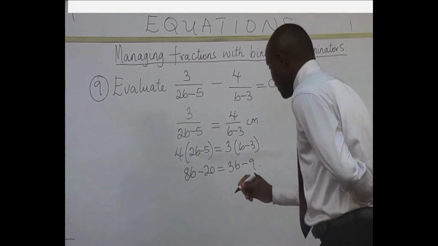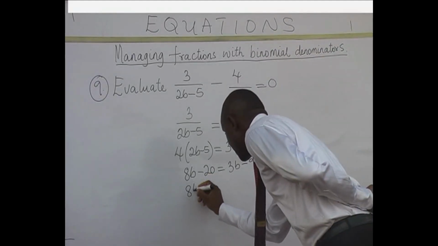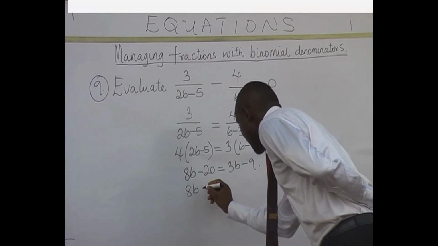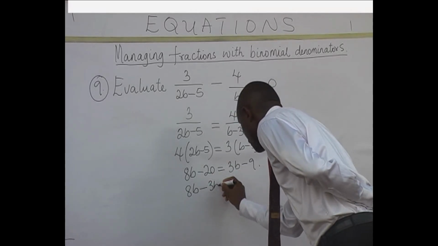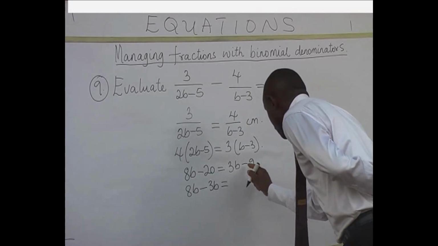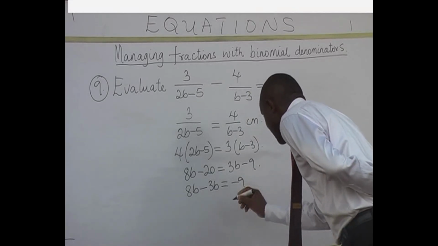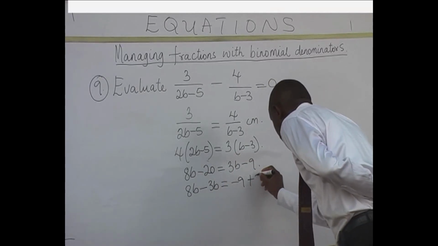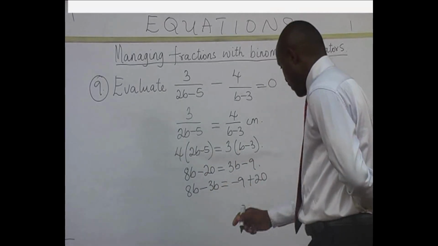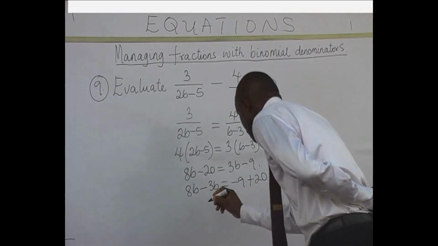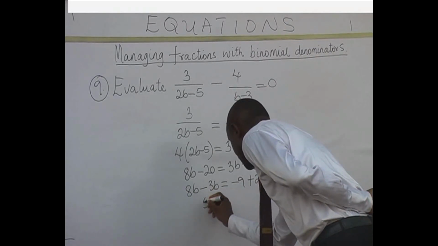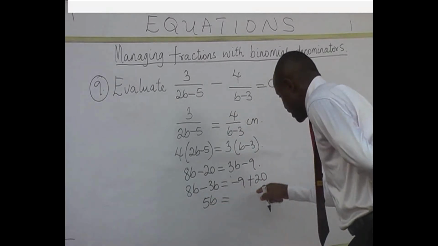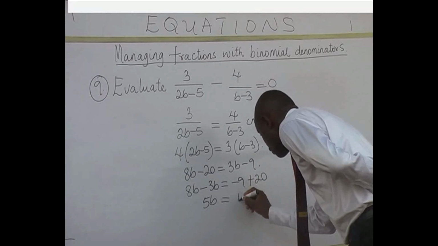Collect like terms. Already in the left hand side you have 8b. Bring plus 3b to that side to change to minus 3b. Is that going to be equal to, already we have minus 9 in the right hand side. Minus 20 coming to the right hand side, we change to plus 20. 8b minus 3b will give you 5b. It's going to be equal to, what this means is 20 minus 9, and it's going to give you 11.